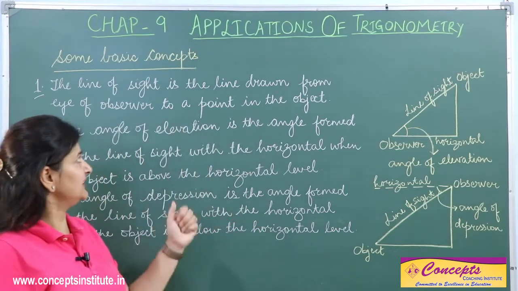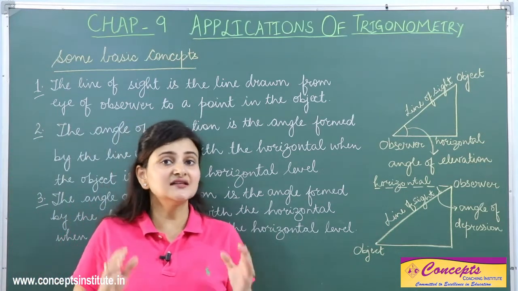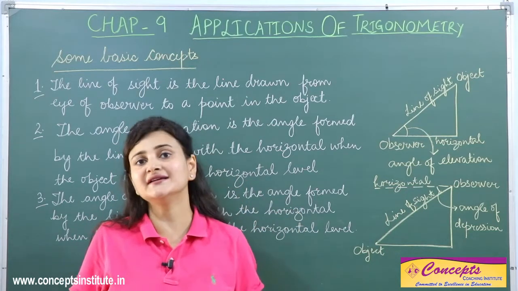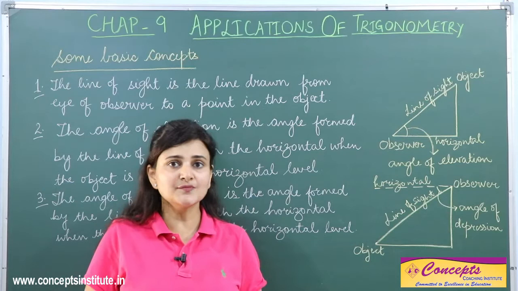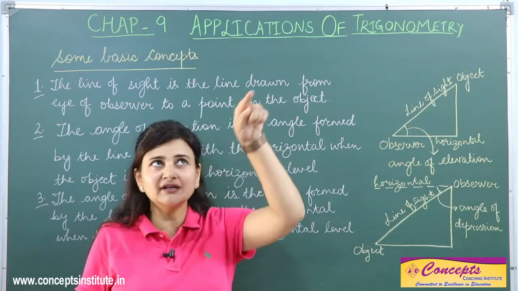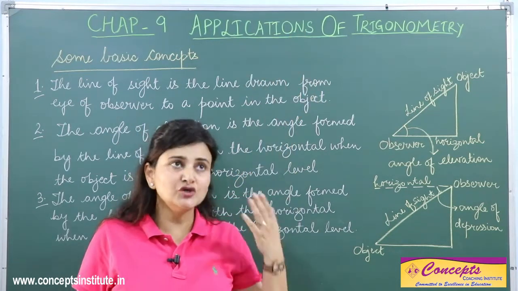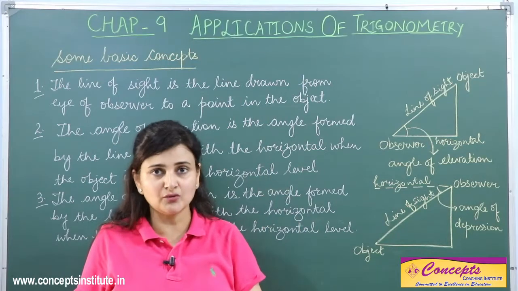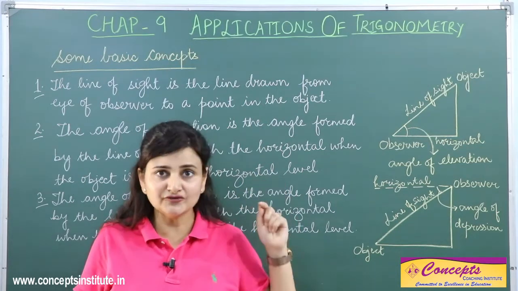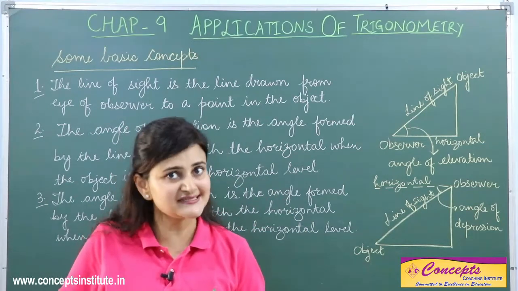The first one being the line of sight. Now, the line of sight is the line joining the eye of the observer to a point in the object. Right? Now suppose you are looking at some object which is above. So the line joining your eye to that point in that object would be the line of sight. You might be looking up or you might be looking down. So the line joining the eye of the observer to a point in the object is called the line of sight.